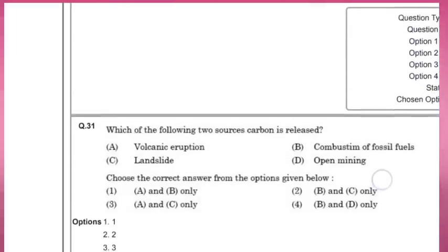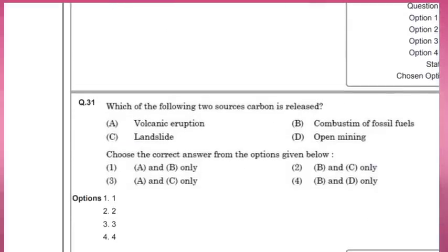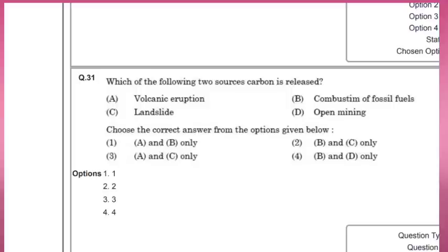And next question: from which of the following two sources is carbon released? Volcanic eruption and combusting of fossil fuel; landslide and opening of a mine. Definitely the answer is 1, A and B only, volcanic eruption and combusting of fossil fuel. Option 1 is the right one.